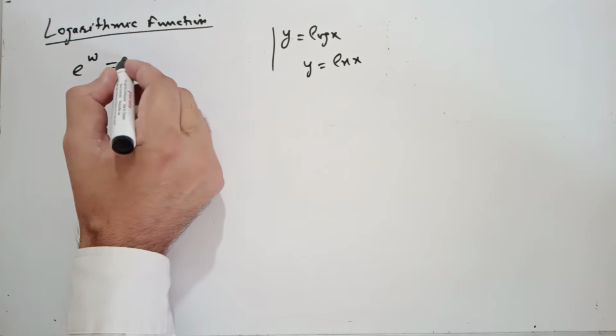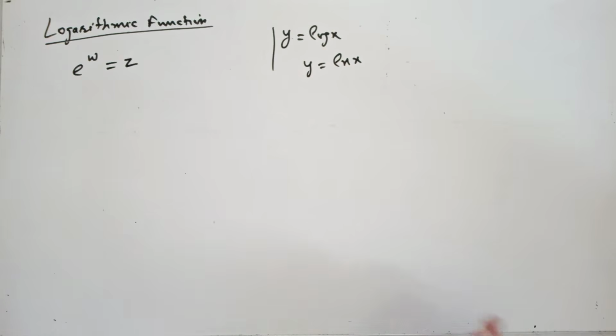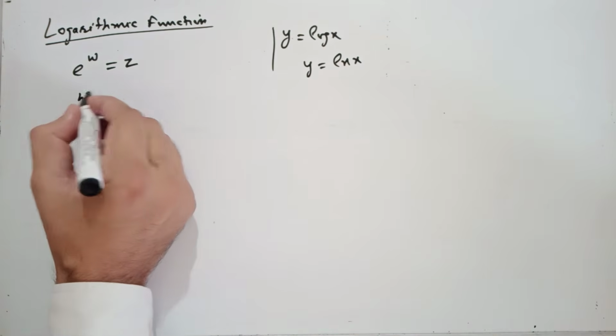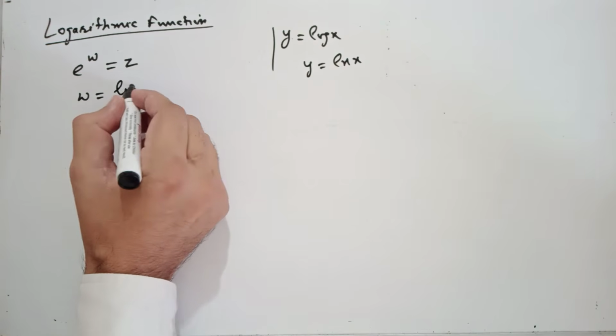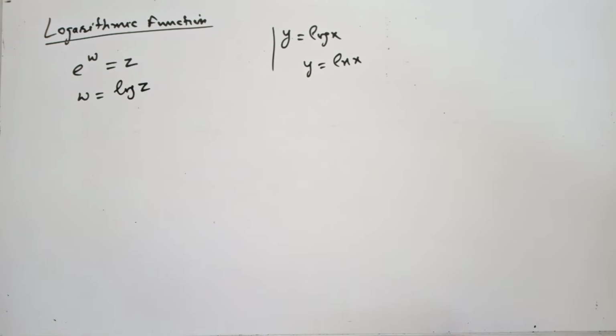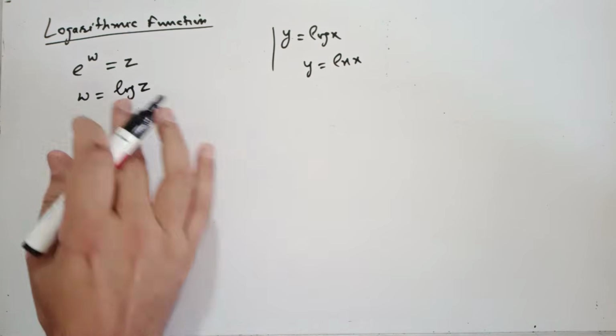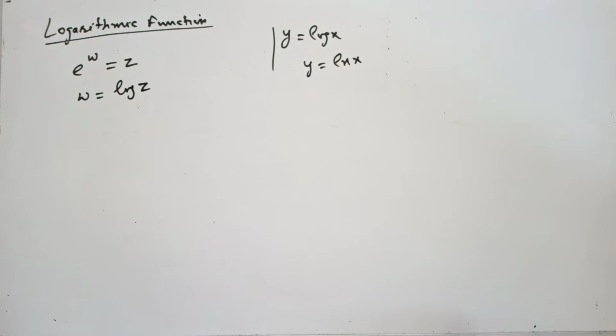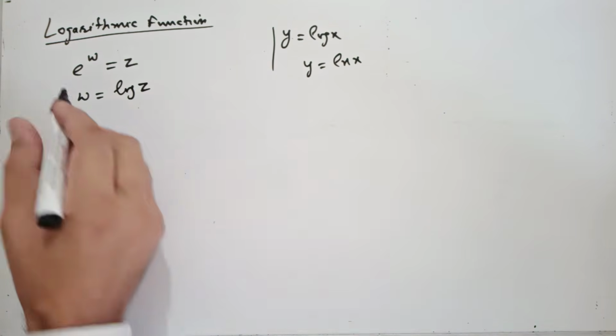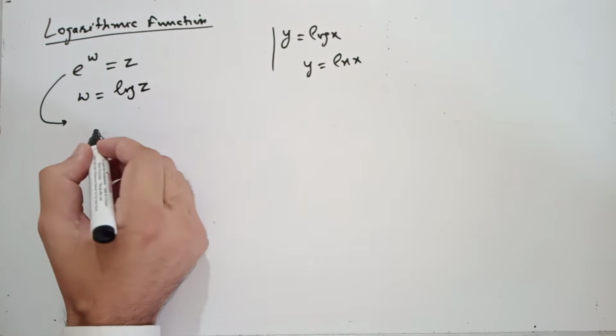e power w equal to z. If e power w equal to z, then w defines logarithm of z. But again, this is merely notation. We should know how to calculate logarithm of z. This we can do from this itself.